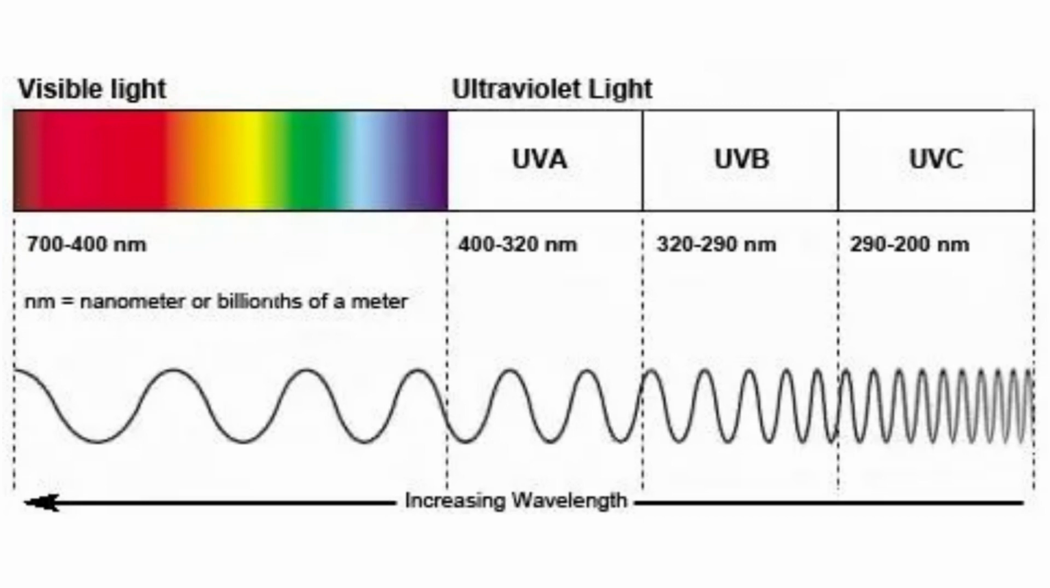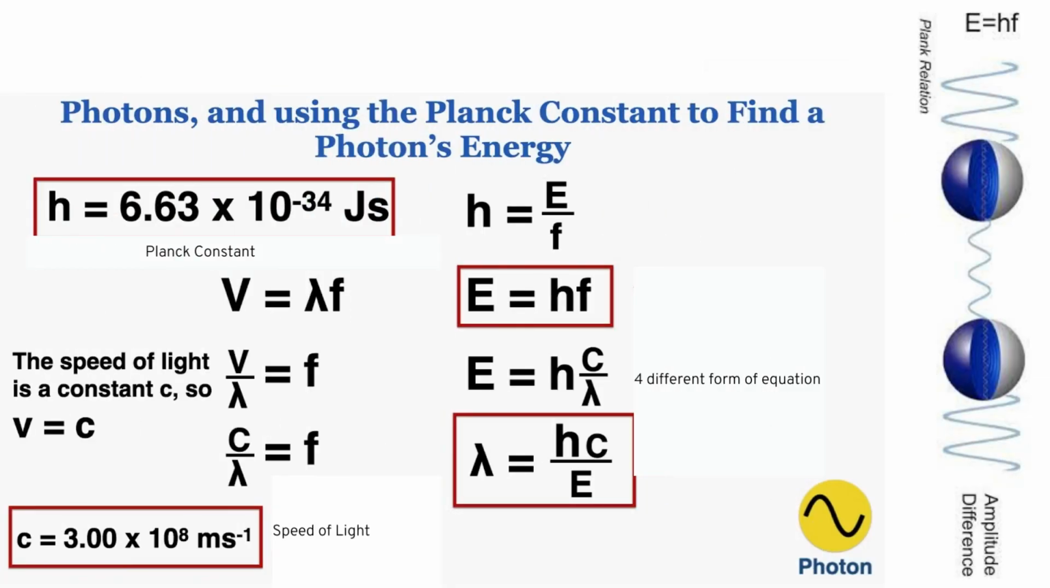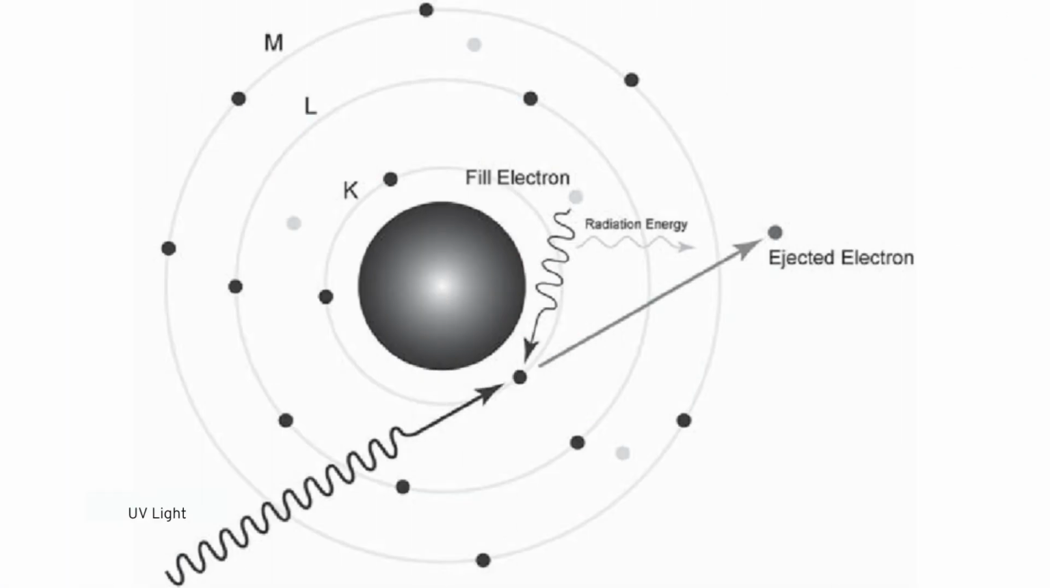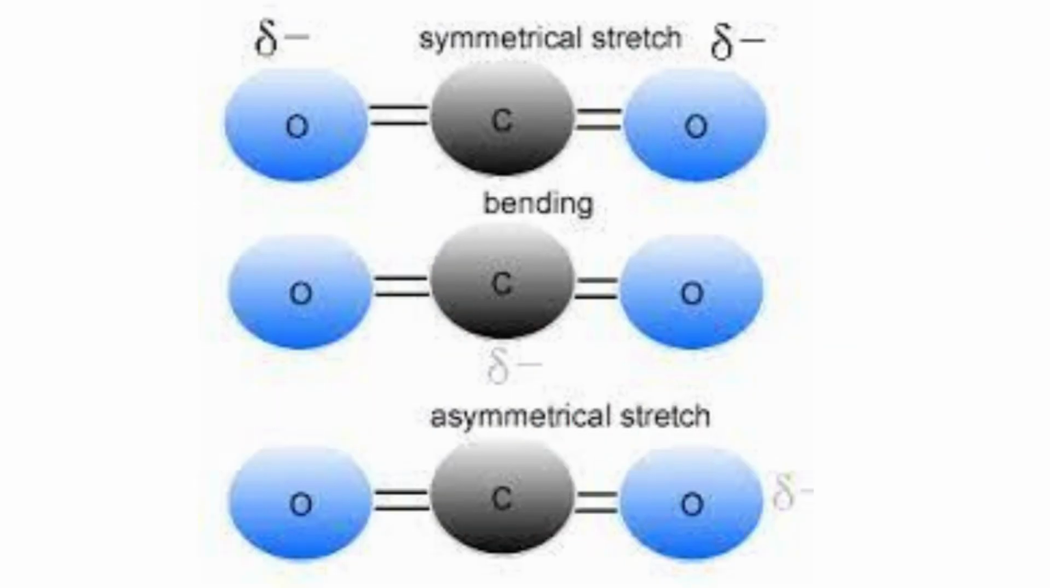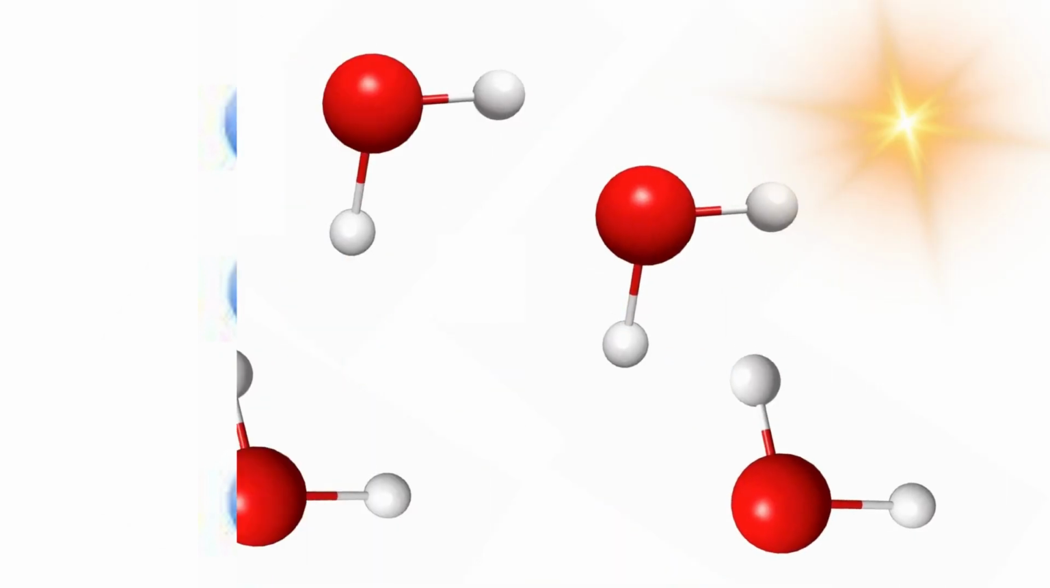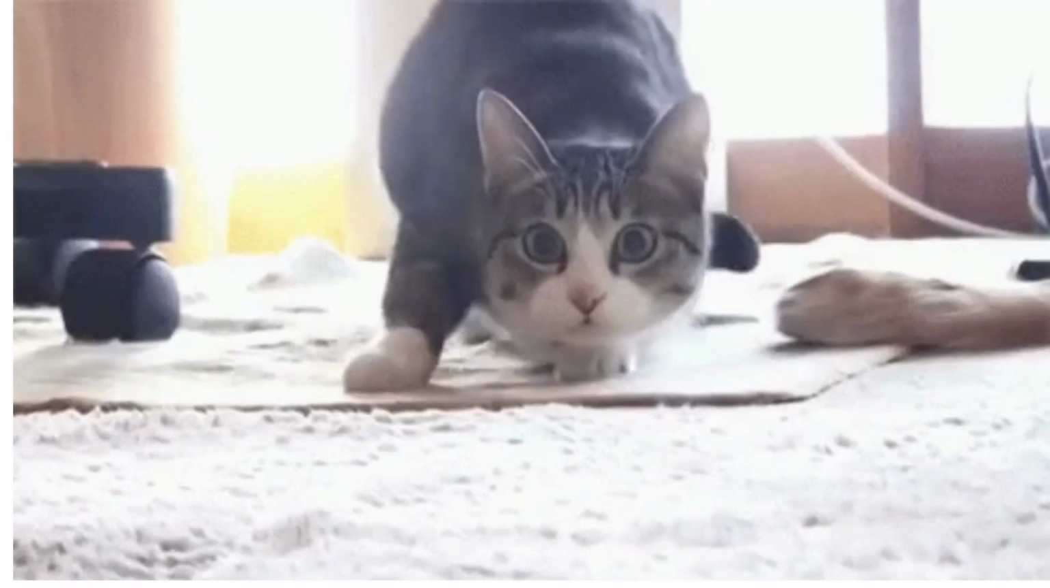The energy of UV radiation is proportional to its frequency and inversely proportional to its wavelength, as described by the equation E equals hf, where E is energy, h is Planck's constant, and f is frequency. The high energy of UV radiation means that it can ionize atoms and molecules by ejecting electrons from their outer shells, leading to the formation of free radicals and other reactive species. UV radiation can also cause molecular vibrations and rotations, which can induce changes in the structure and behavior of molecules.